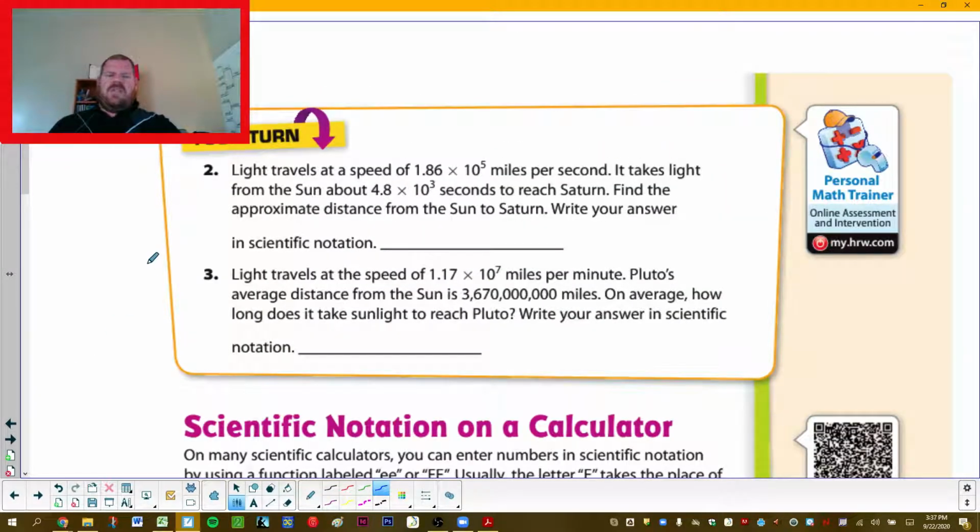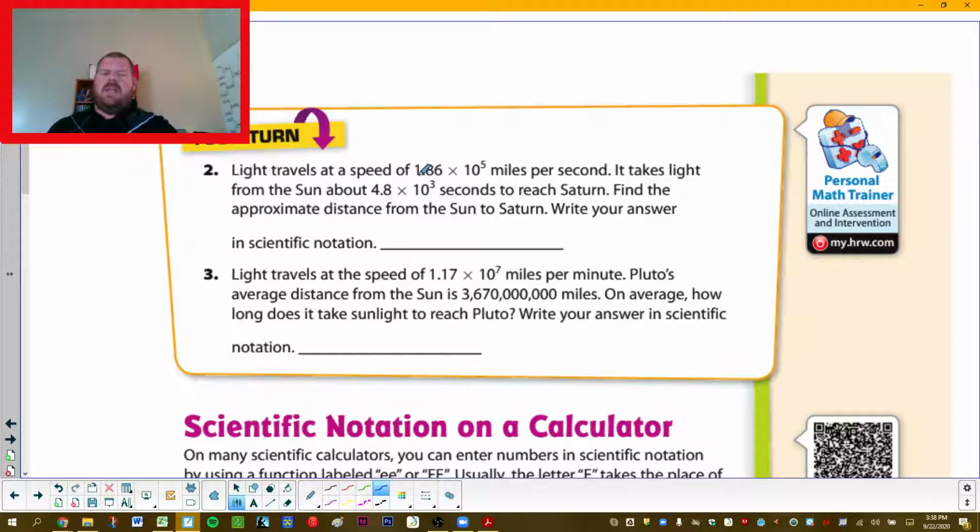All right, so this one says light travels at a speed of 1.86 times 10 to the 5th miles per second. It takes light from the sun about 4.8 times 10 to the 3rd seconds to reach Saturn. And so we want to find the distance from the sun to Saturn. Write your answer in scientific notation. Again, we're looking at a distance equals rate times time problem, abbreviated D equals RT. And we're looking for the distance.